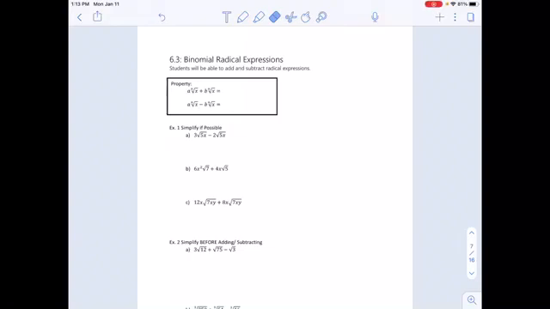Hello all, today we are covering 6.3 binomial radical expressions. You guys will be able to add and subtract radical expressions by the end of this lesson. So we are going to start by reviewing what we had written down a couple lessons ago.